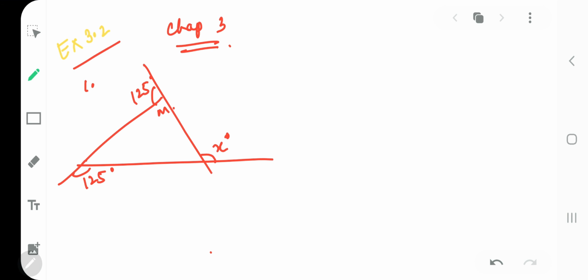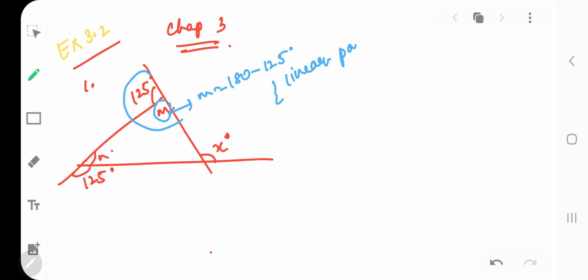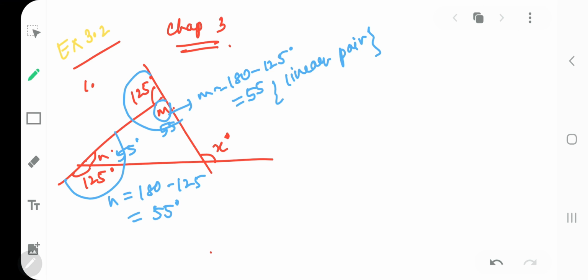Shall we name this as m? Now shall I name this as n? How will you first find your m and n? My dear kids, this is a linear pair. So m will be 180 minus 125. The reason you have to write is because the angles are a linear pair, so the sum is 180. So from there you will get m as 55. What about n? Even n is a linear pair of 125. So we'll take n is equal to 180 minus 125, and from there you will get n as 55 again.